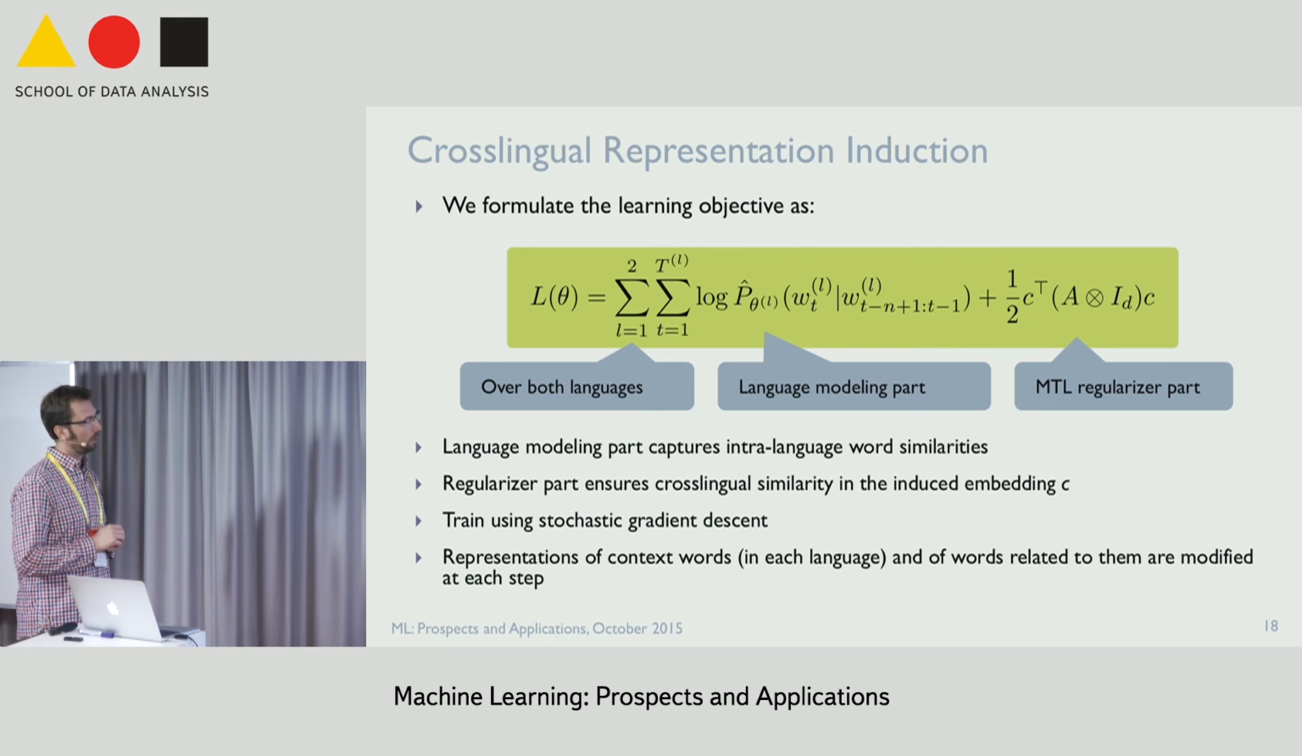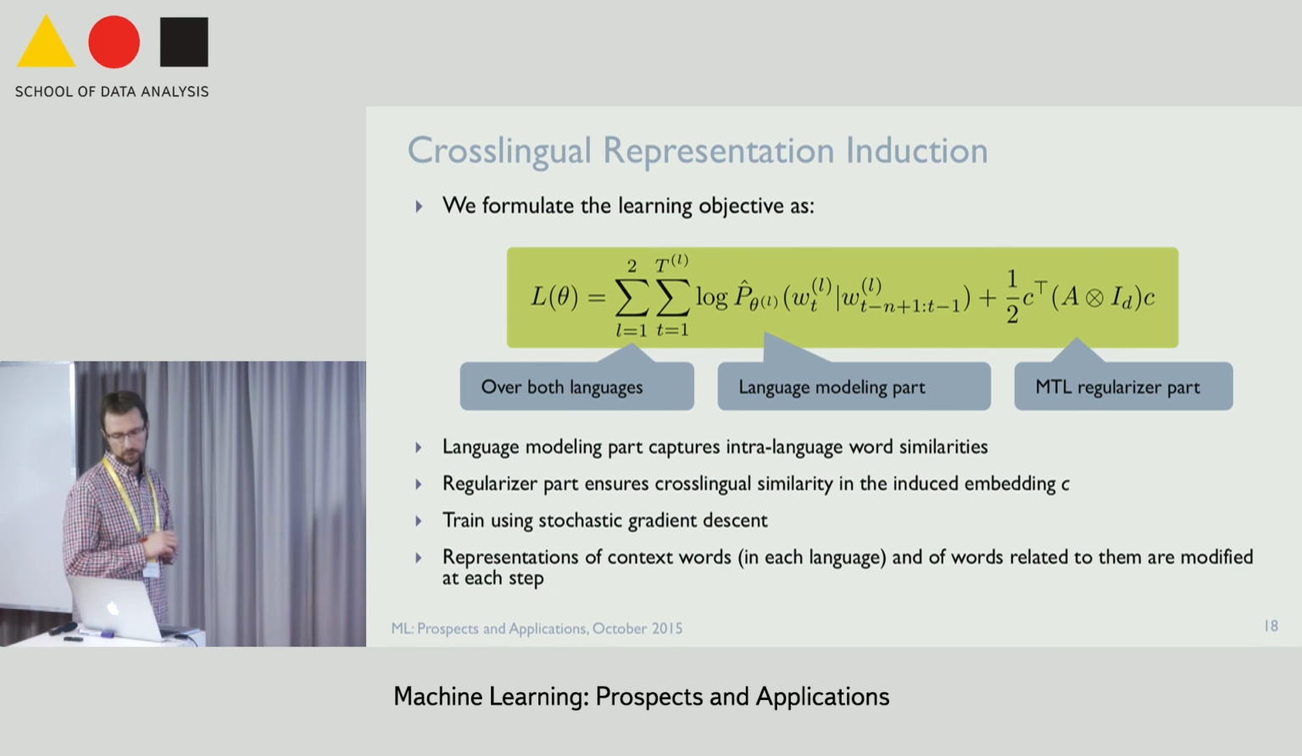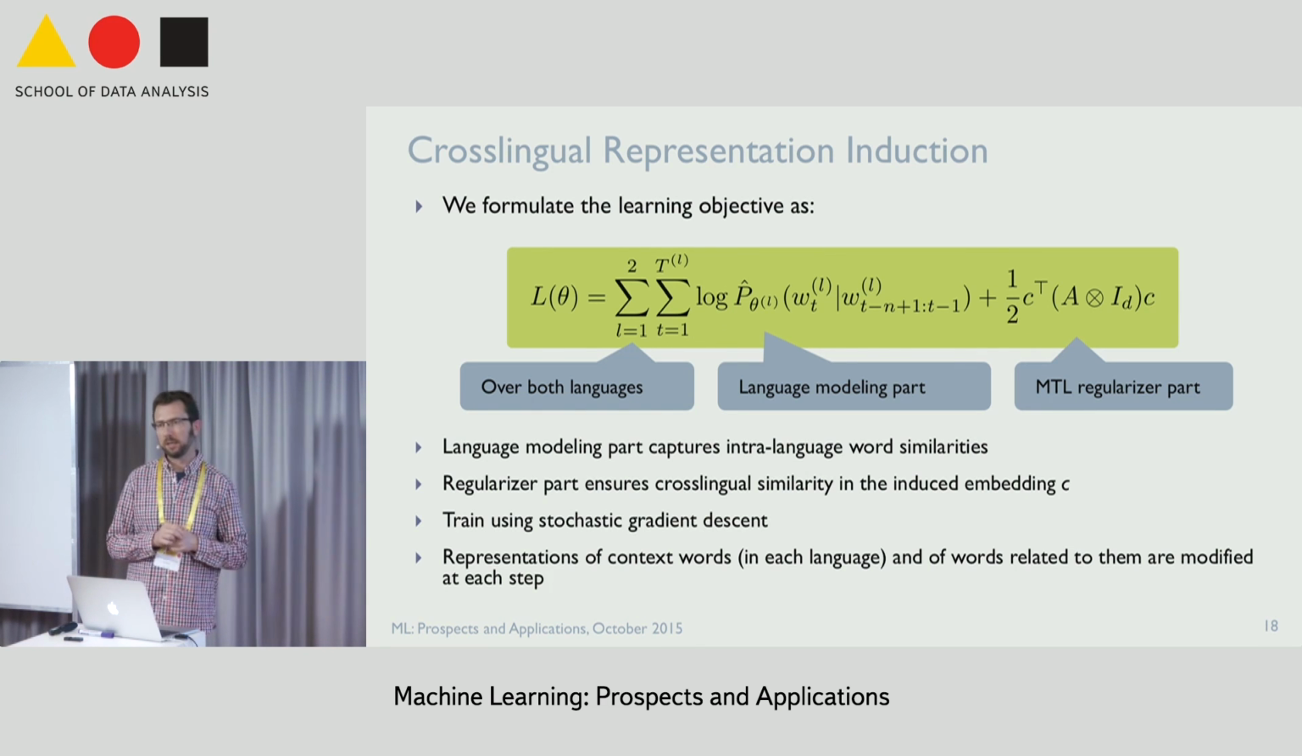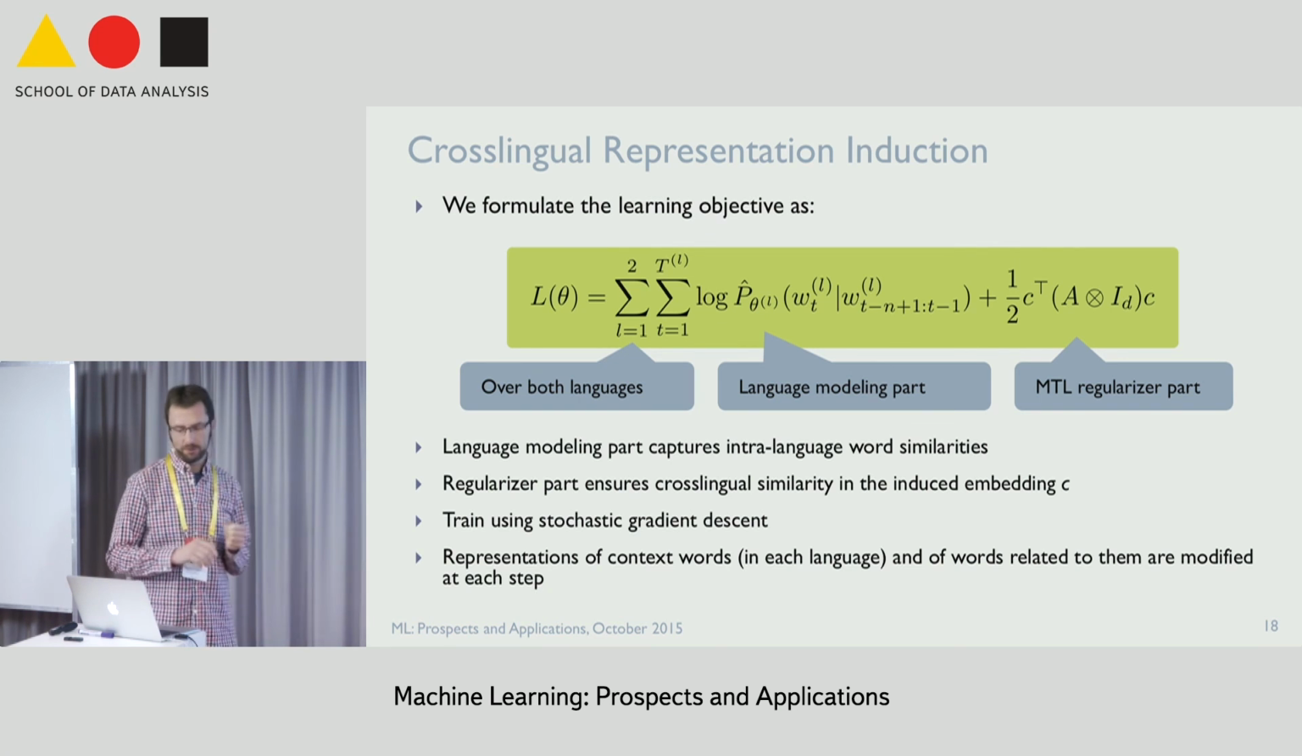There's nothing special that we do to train this. So we use stochastic gradient descent, and the only point to make is that every time we make an update to the context words as we train, we also make an update to words in the other language that are related to it. So each update step is substantially more expensive.